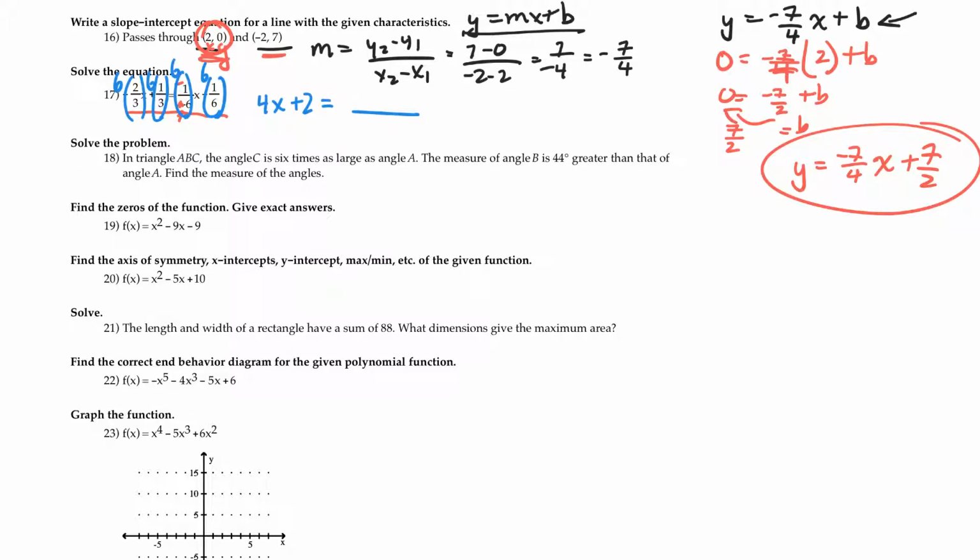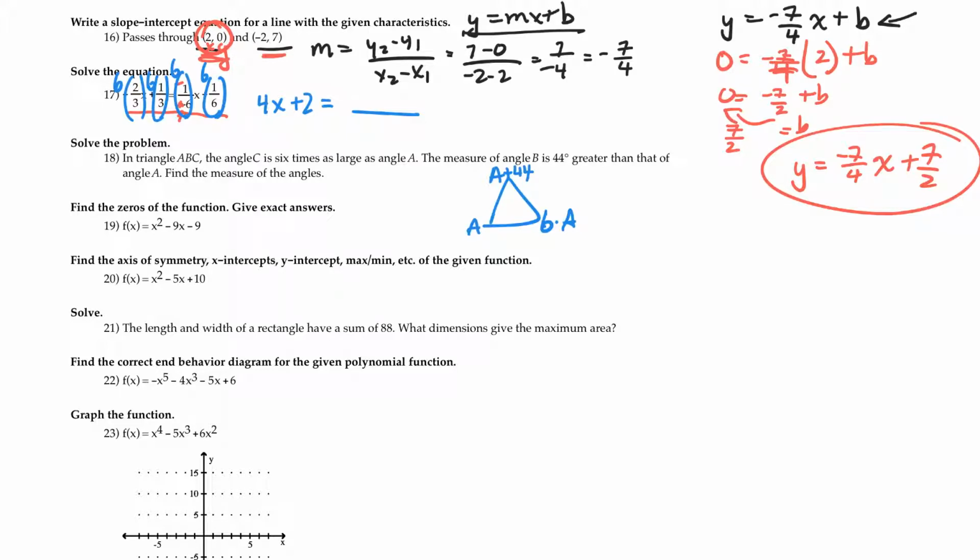Next question, 18. I have a triangle. It says angle C is 6 times as large as angle A. So if this is A, then C is 6 times whatever A is. And then the measure of B is 44 greater than A. So this one will be A plus 44. And they want to know the measure of all the angles.